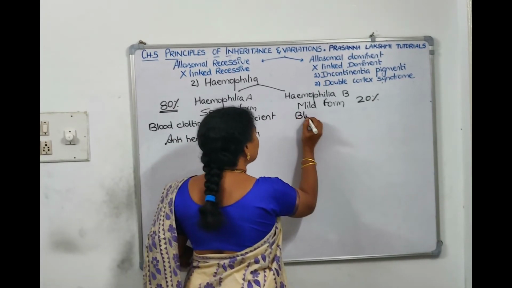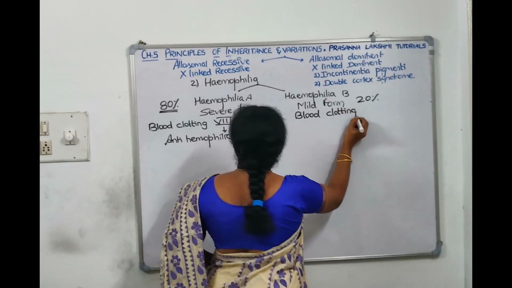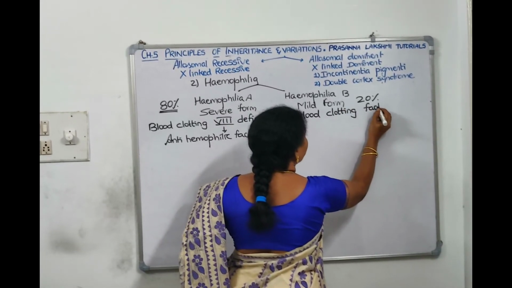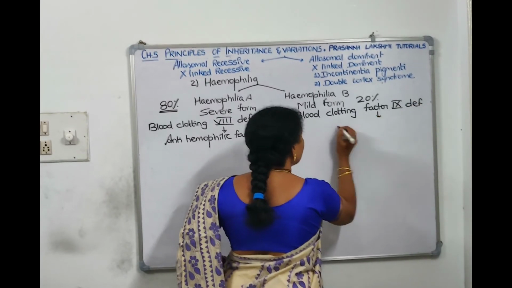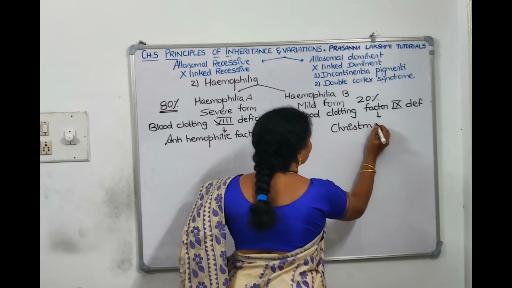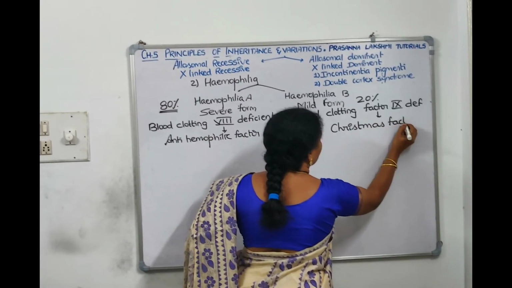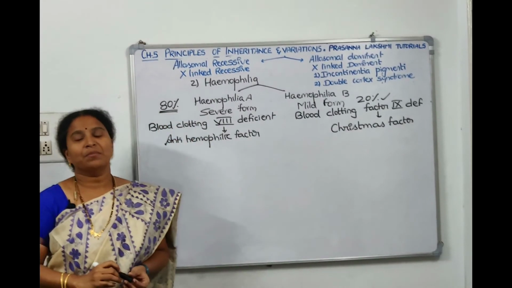Which blood clotting factor? Blood clotting factor 9 deficiency. Blood clotting factor 9 is called Christmas factor. 20% of hemophilia belongs to hemophilia B, right?